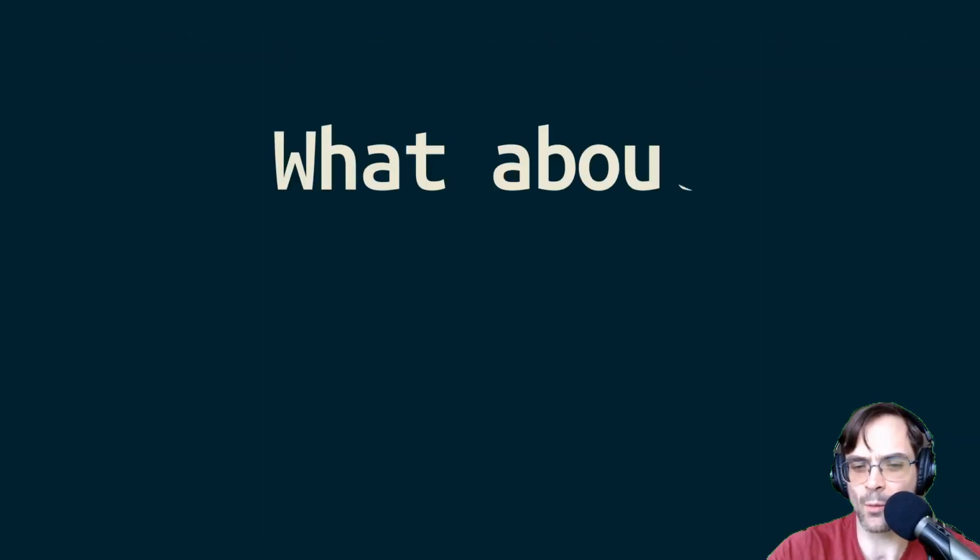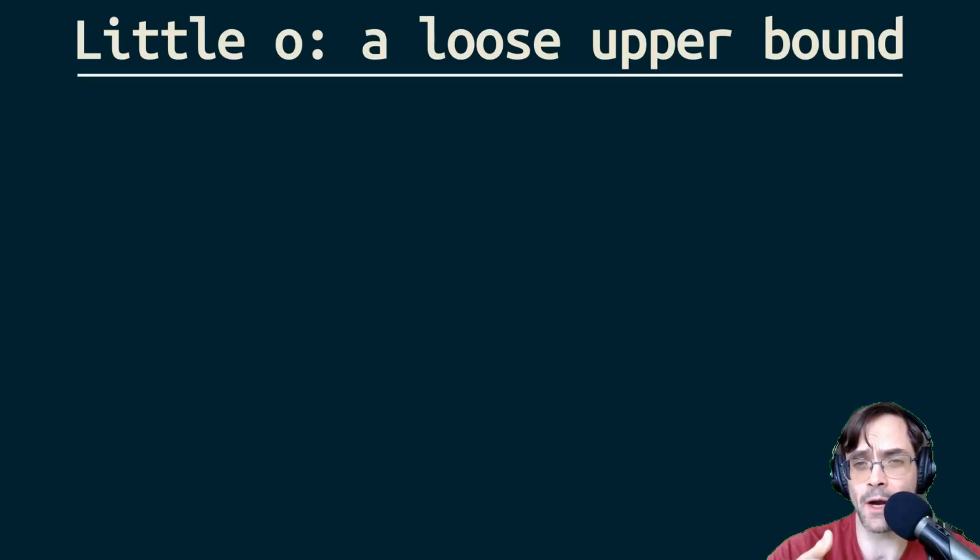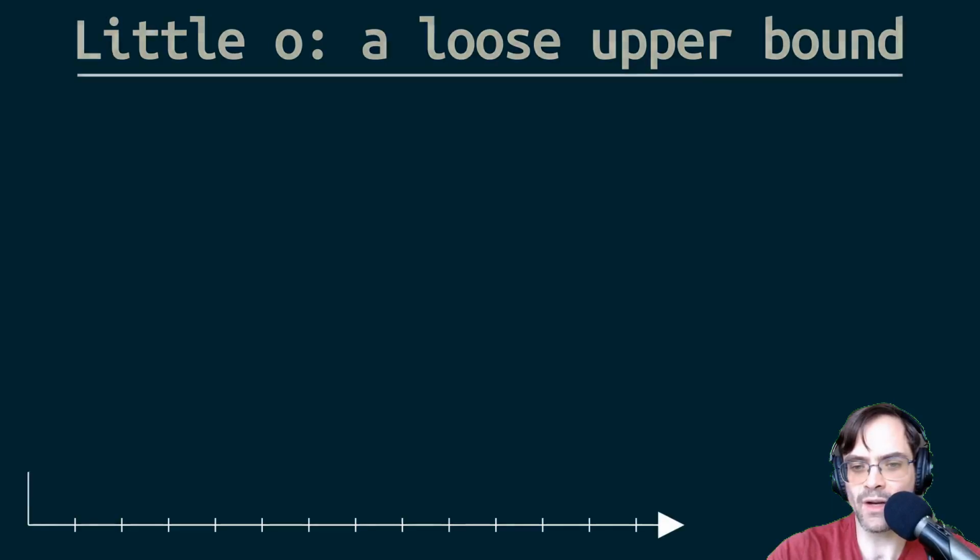We've got the two little ones left, little o and little omega. And these are still a bit less common than the others, so I'm going to run through them a bit more quickly. Little o is a loose upper bound. That means it's an upper bound that cannot be tight. Big O can be loose or tight as an upper bound. Little o cannot be a tight bound. And so what does that mean exactly?